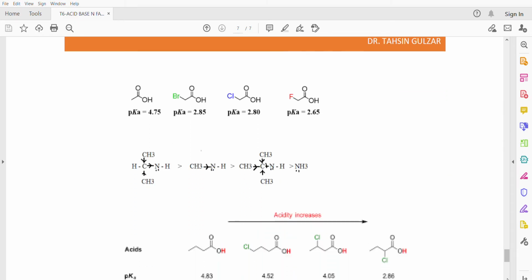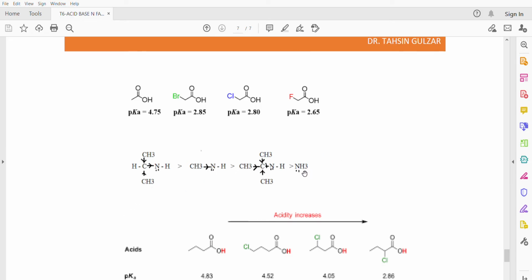Then I am giving another example: fluoroacetic acid, chloroacetic acid, bromoacetic acid, and acetic acid. Acetic acid is not as strong as bromoacetic acid, and bromoacetic acid is not as acidic as chloroacetic acid, and the most acidic is fluoroacetic acid. The same is due to electronegativity.